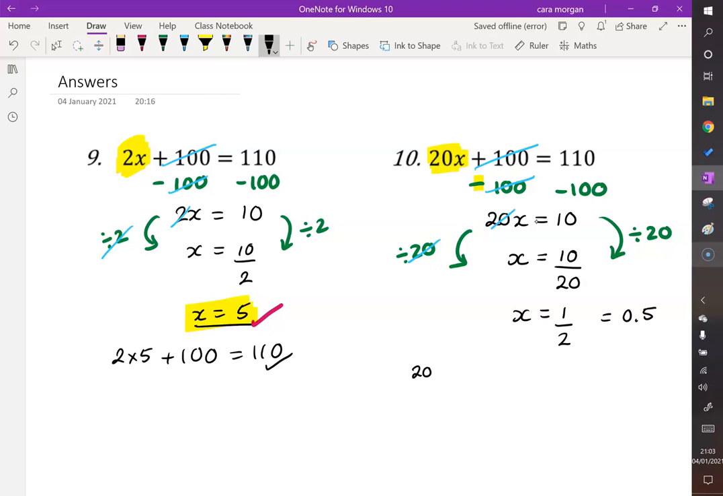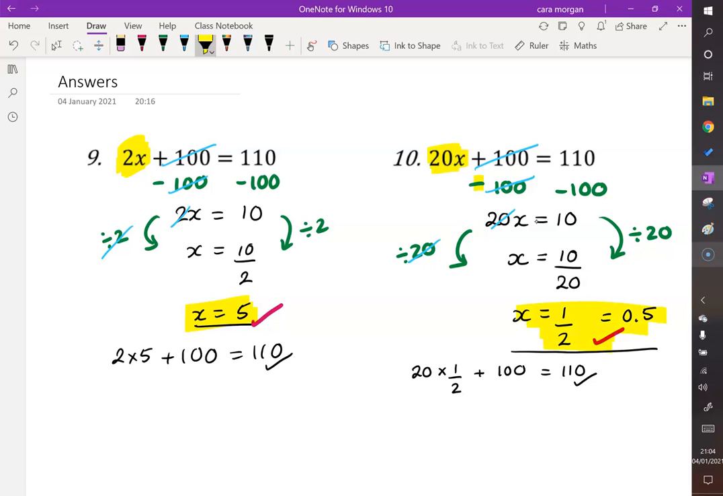Well, let's just check that 20 lots of a half, which is 10, add 100, does make 110. Yes, it does. If you got that question wrong, and if you put x is equal to 2, that would be the most common mistake. But then you could have picked it up in your checking stage. Because if you thought x was 2, then 20 lots of 2 is 40. Add 100 does not give you 110. So that checking stage is really, really crucial.